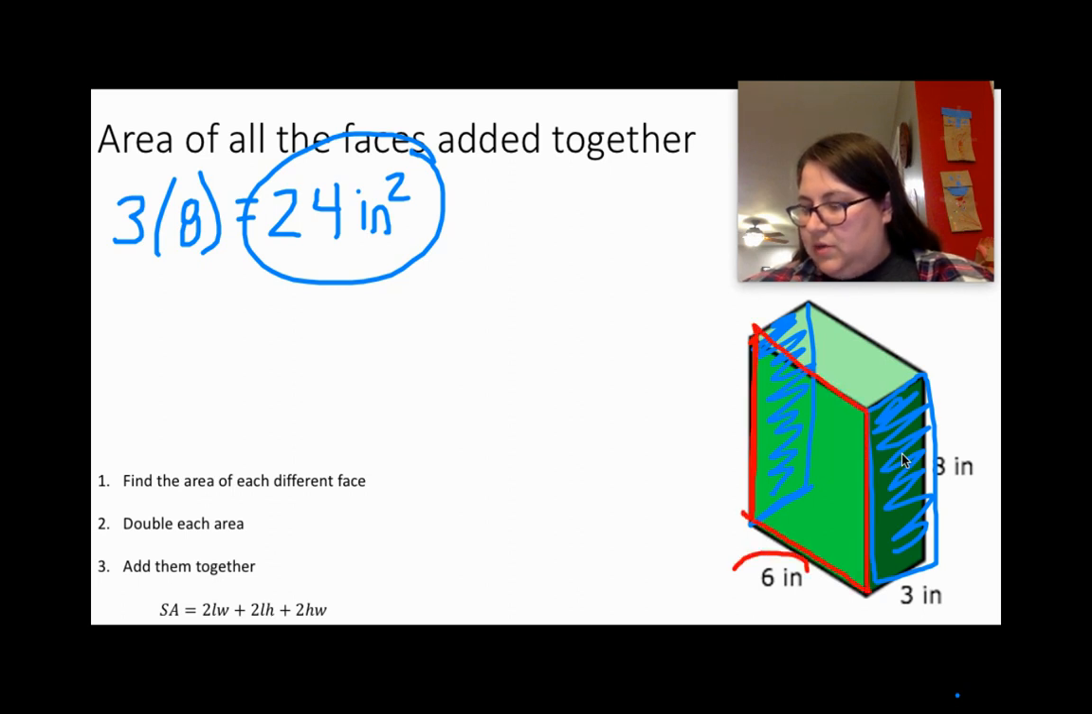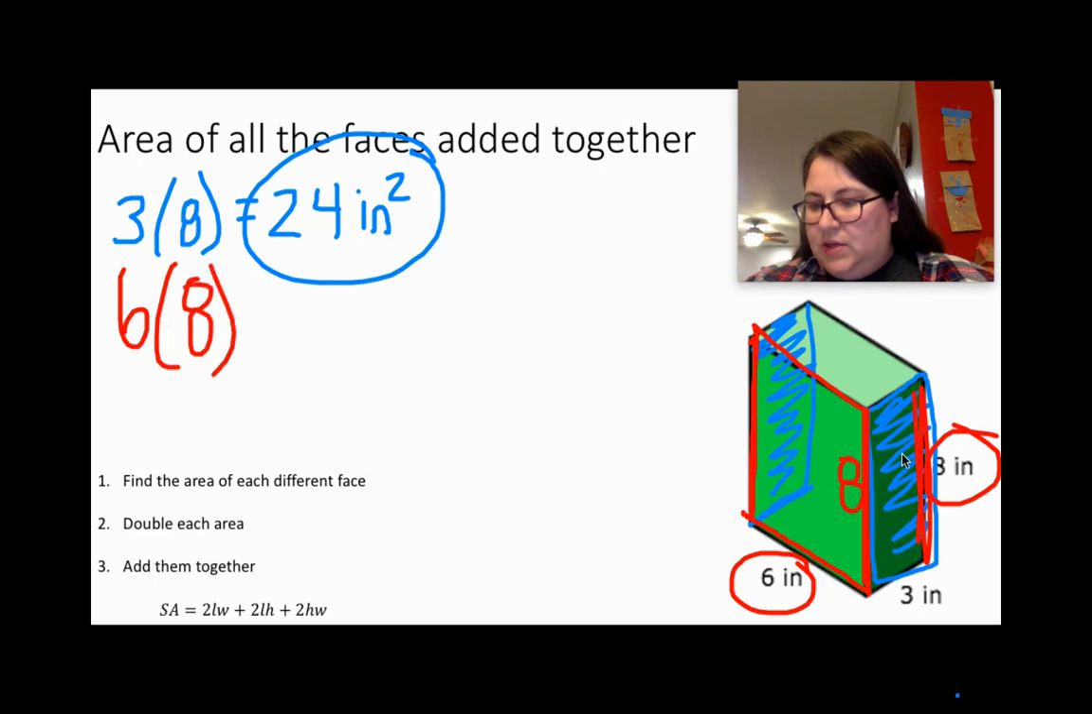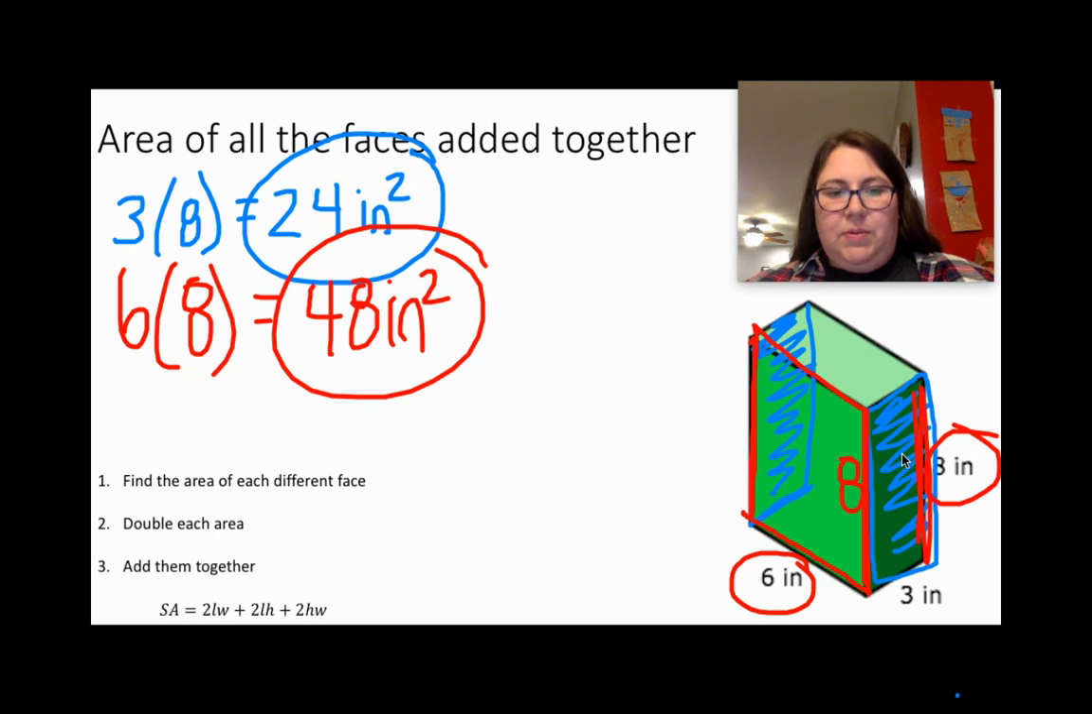Then we can find the area of another face, a different face. This side here is going to be 6, and then the vertical is going to be the 8. So we've got 6 times 8, which is 48 inches squared. I want to be careful about realizing that there's the same shape on the back side of this, so I am going to have to double this. But for right now, that's the area of the other face.